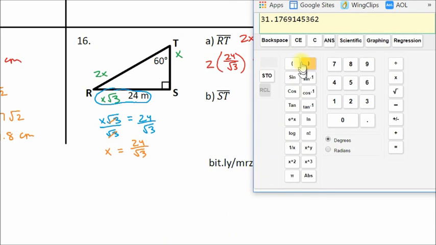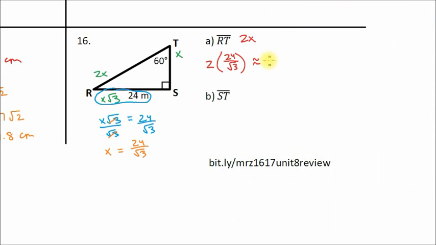Let's go ahead and put that in our calculator. Two ways to do that. You can do it all at one time, or you can do 24 divided by square root of 3 and then multiply it times 2. I'm going to do it all together. So 2 and then parentheses 24 divided by the square root of 3. Make sure you close both sets of parentheses here. We've got approximately 27.7.